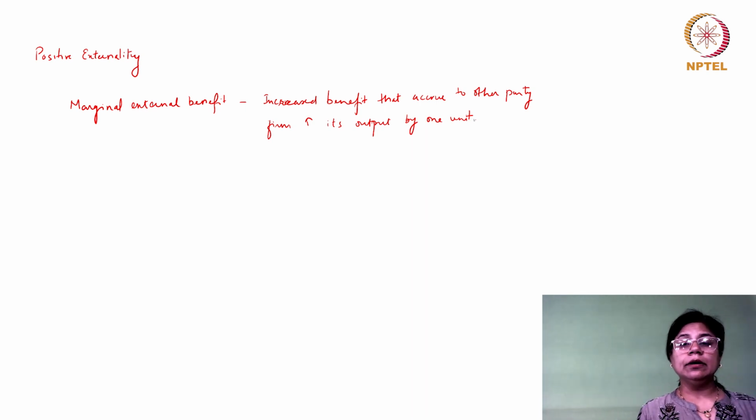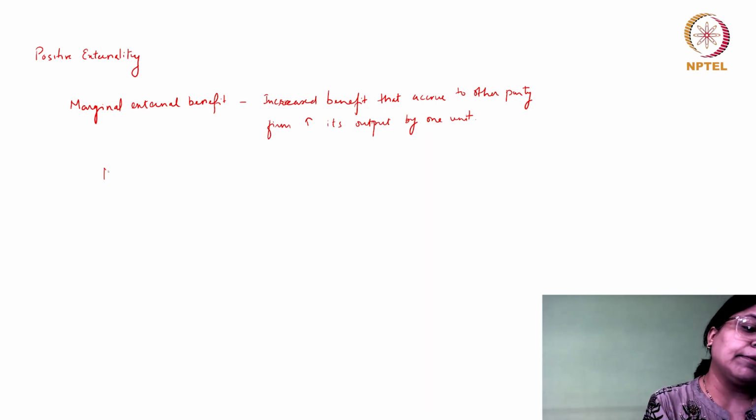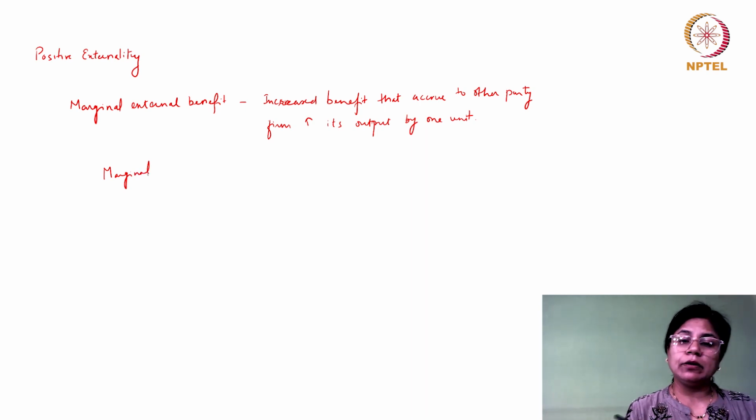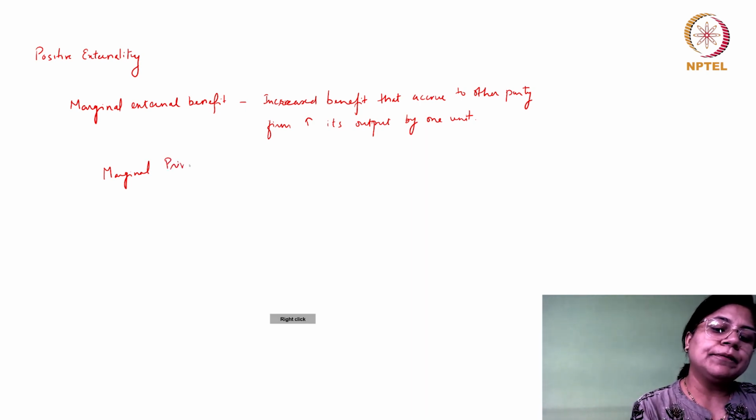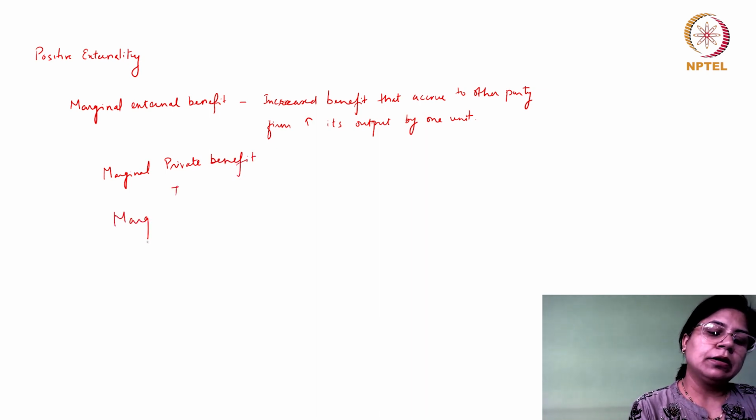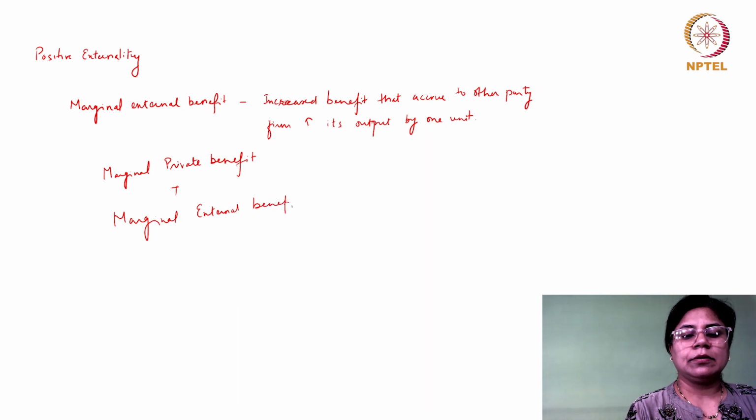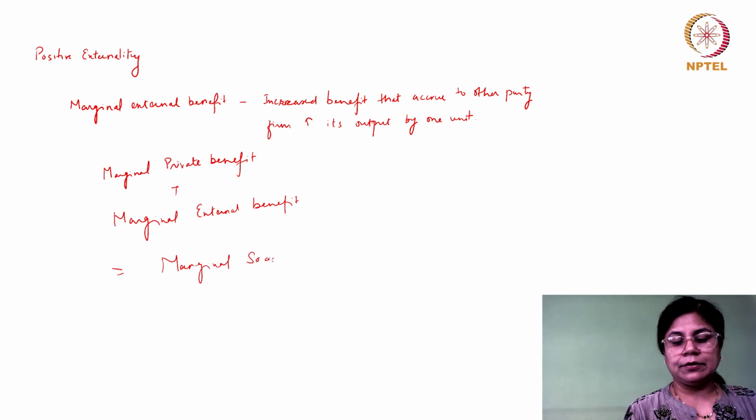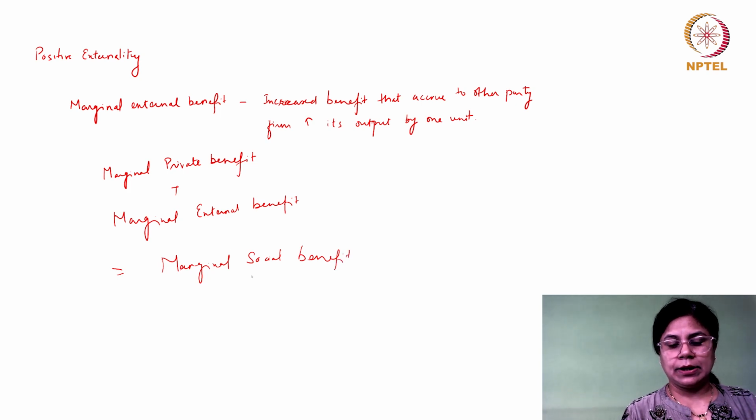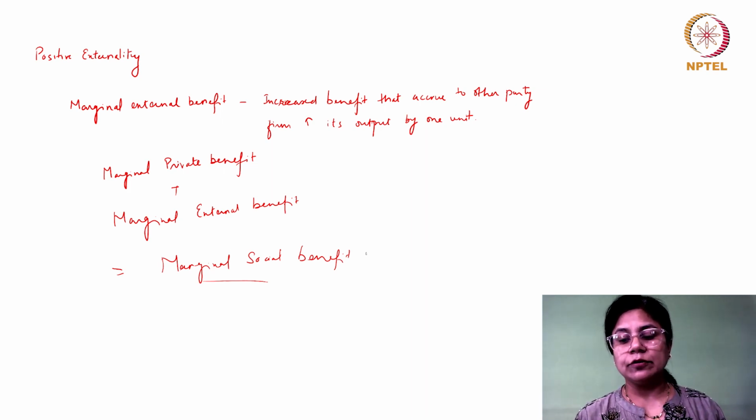Then, like we did earlier, we will put together this external benefit with the marginal private benefit. So there will be a marginal private benefit, which is the increase in the benefit of that individual firm itself when it increases its output by 1 unit, right? So there will be marginal private benefit plus the marginal external benefit. Once we put them together, what we will have is the marginal social benefit. The sum of marginal private benefit and the marginal external benefit will give us the marginal social benefit.